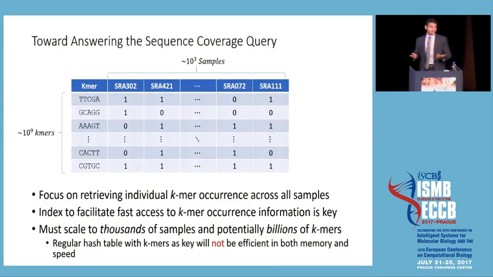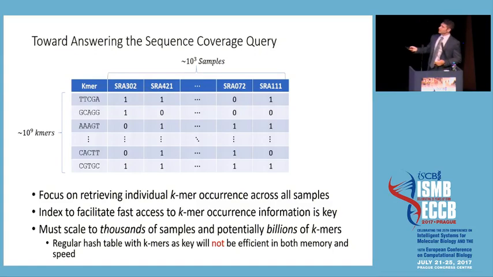So, how do we get this information? Well, we can think of the SRA database as one gigantic bit matrix, where the rows represent the union of all k-mers present in any sample in the SRA, and the columns represent the sequencing experiments themselves. Now, for this row, a 1 means that k-mer AAAGT is present in this sequencing experiment, and a 0 means that it is absent. So if we would like to be able to answer the sequence coverage query, we need to quickly recover these rows for all of the k-mers that are present in our query transcript.